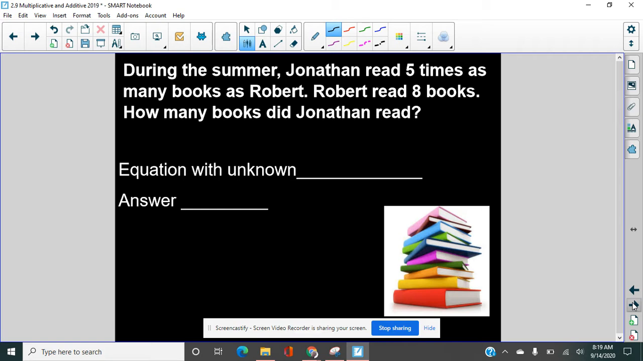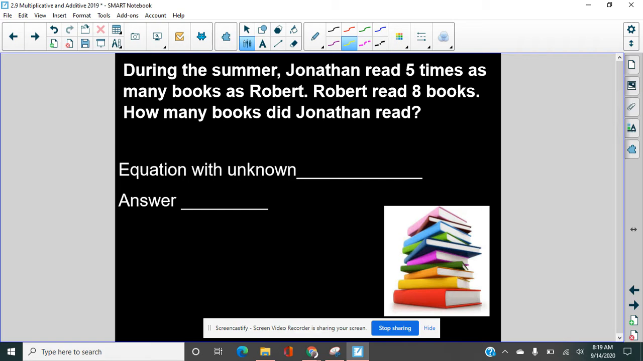All right, with all of these, the key question that you're going to need to think about is who has more, or in this case, who read more? Who read more books in this case? Was it Jonathan or Robert? Okay, if you look at the question, it said that Jonathan read 5 times as many. So Jonathan read more. So our answer, because we want to know how many Jonathan read, will go up, right? And so our multiplication problem, what should we multiply here?